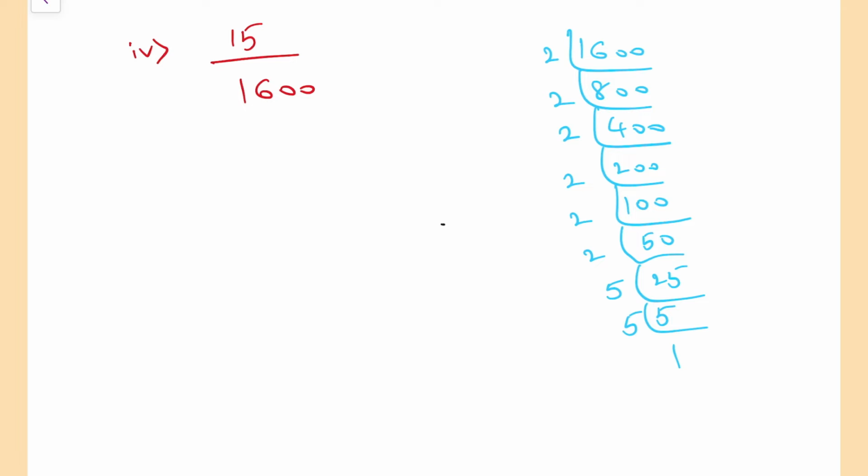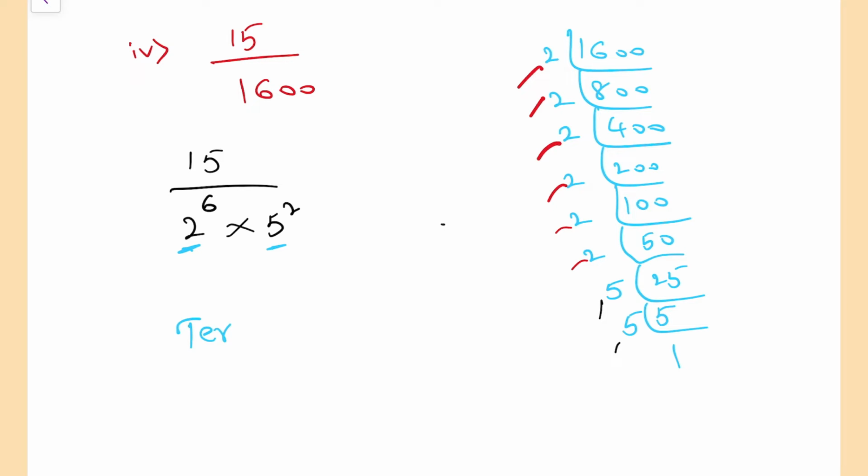So completely how many times 2 is there? 1 2 3 4 5 6. So 15 divided by 2 power 6 into 5, which is there 2 times, so 5 power 2. Now if we observe this denominator bases, here 2 is there, here 5 is there. So except 2 and 5 there is no other number in the denominator. So 15 by 1600 has terminating decimal. So we will write it as the denominator is in the form of 2 power n into 5 power m. So it has a terminating decimal.